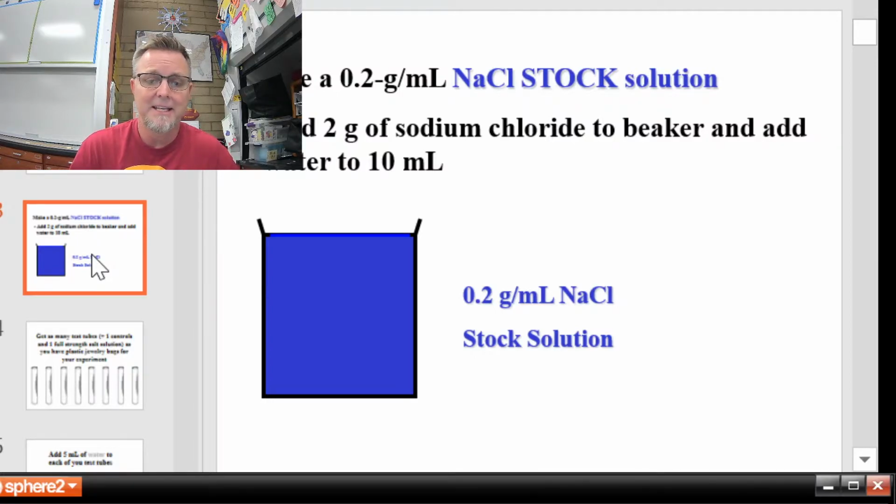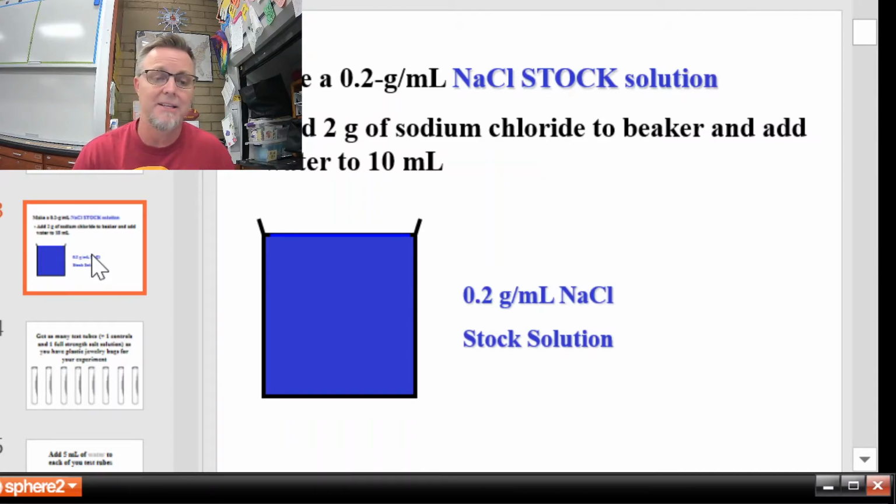Now, if you haven't had chemistry, or if I just said, hey, go make a 0.2 gram per mil stock solution, some of you might freak out a little bit, but it's actually easier than it sounds. All you need to do is take 2 grams of sodium chloride, that's table salt, and add that to a beaker of 10 mils of distilled water. Easy. Okay.